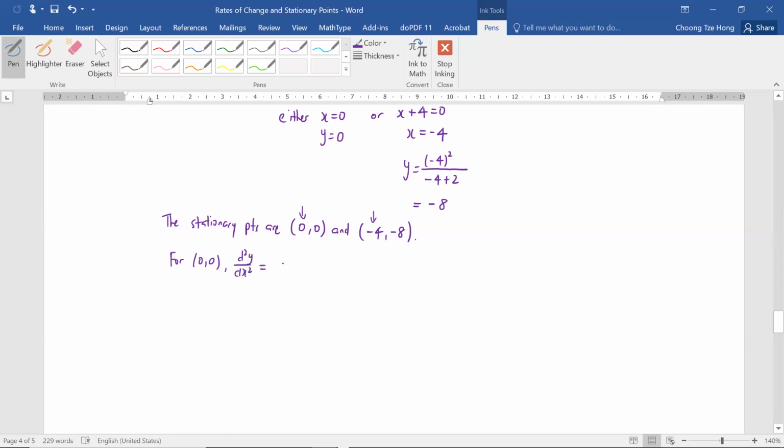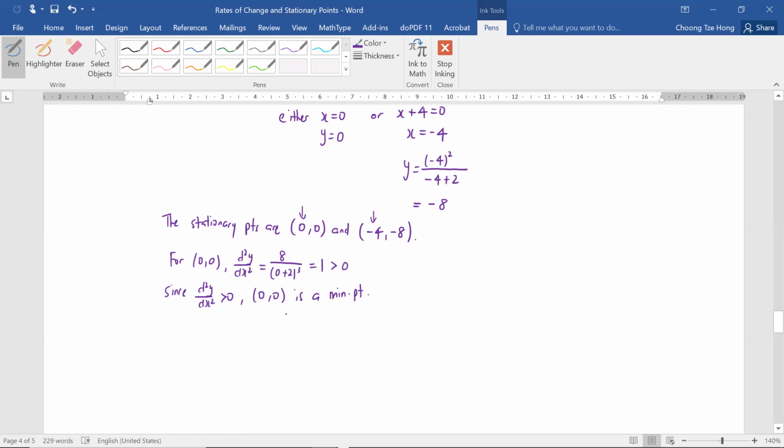Remember d2y/dx squared is 8 over (x + 2) cubed, right? So x is now 0, plus 2 cubed. This will give us 1, so it's greater than 0. So what you write is that since d2y/dx squared is greater than 0, (0, 0) is a minimum point.